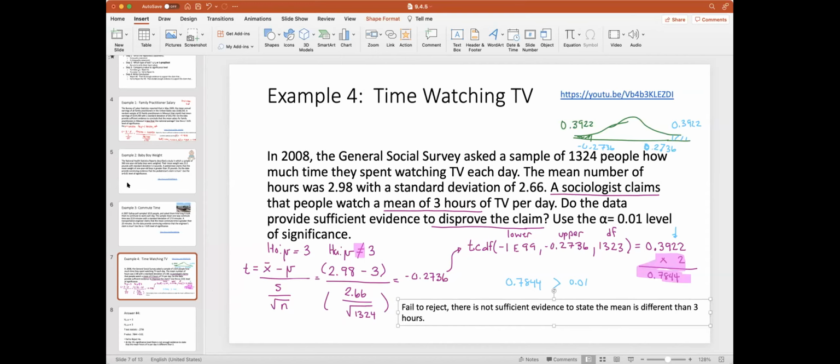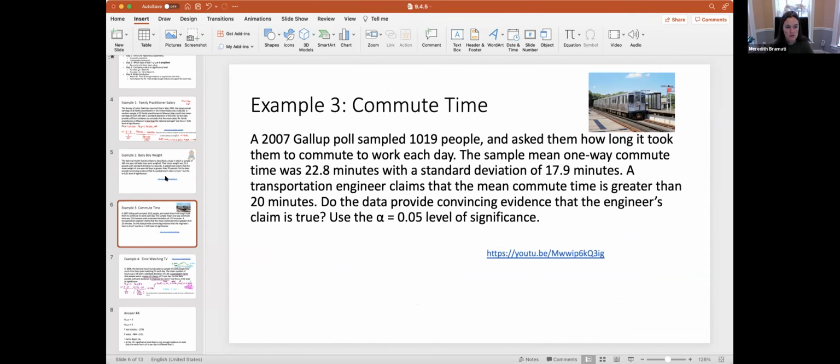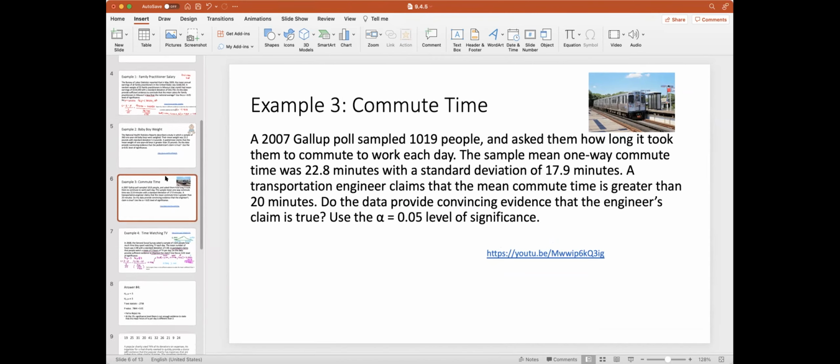I know that I skipped over number 2 and number 3, but if you notice on the PowerPoints, there are little YouTube videos embedded into them. So if you need more practice with them, you can go back and look at those problems. They are written out for you.